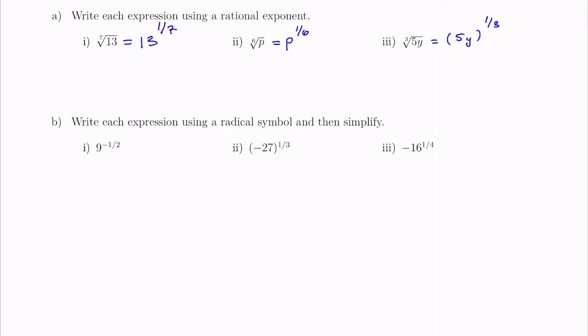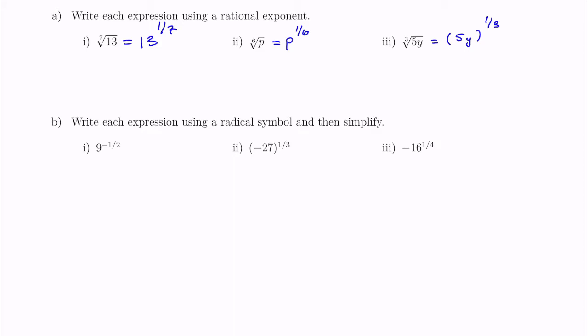Again, do not forget the parentheses around the 5y, because that 1/3 exponent has to apply to both the 5 and the y, since they were both underneath the radical to begin with. In part B, we want to rewrite each expression using radical symbols and then to simplify.